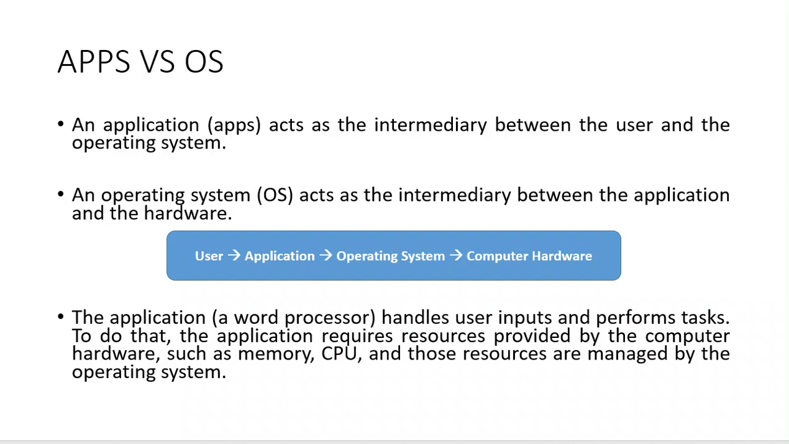So user interact with the application. Okay, you try to see this flow. The application interact with operating system, and then operating system interact with the computer hardware. So operating system is the intermediary between application software and the computer hardware. Menjadi orang tengah antara application dan computer hardware, manakala application menjadi orang tengah antara user dan operating system. The application, for example, a word processor handles user input and perform tasks. To do that, the application requires resources provided by the computer hardware, such as memory, CPU, central processing unit, and other resources are managed by the operating system.